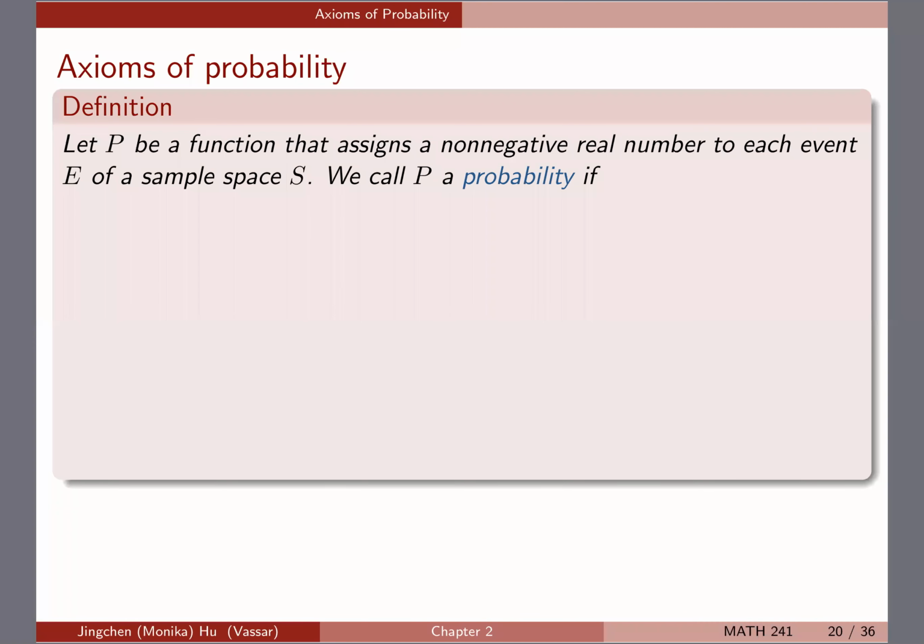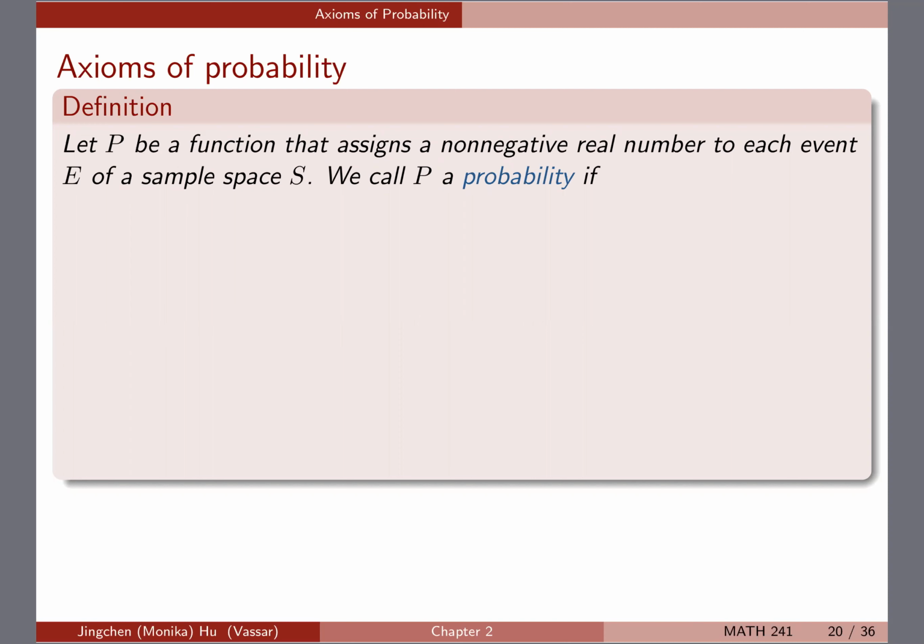Hi, this is Chapter 2, Axioms of Probabilities. This video is going to preview the three important axioms of probabilities and also give you some ideas of the important propositions. So let's look at the definition first.